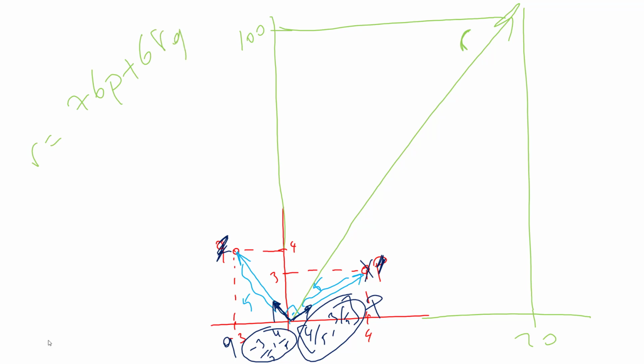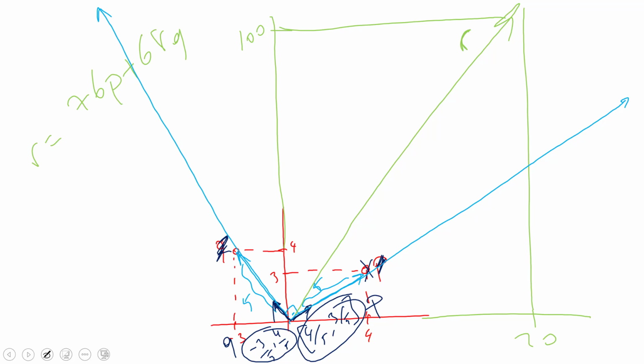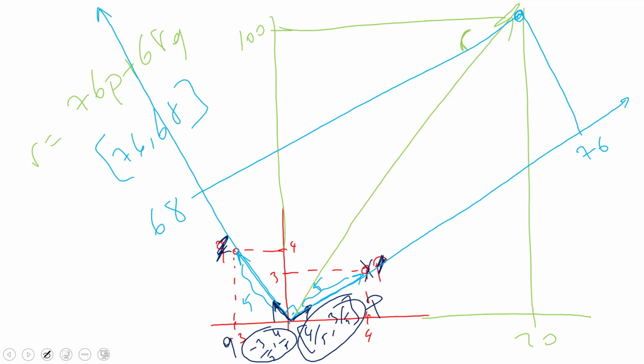If you imagine that we placed a ruler or a measuring tape, one along the direction of P and the other one along the direction of Q, this new vector R would have a value of 76 on the first ruler and a value of 68 on the second ruler. Vector R can be written as 76, 68 in this P and Q coordinate system. In summary, what we did was we took a vector R which had coordinates of 20 by 100 and we rewrote it in a different coordinate system as 76 and 68.